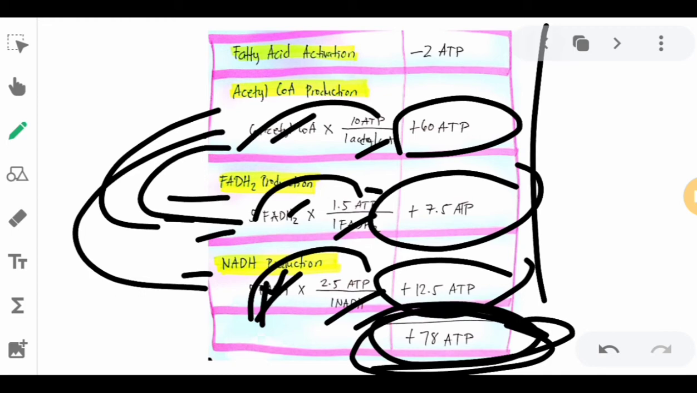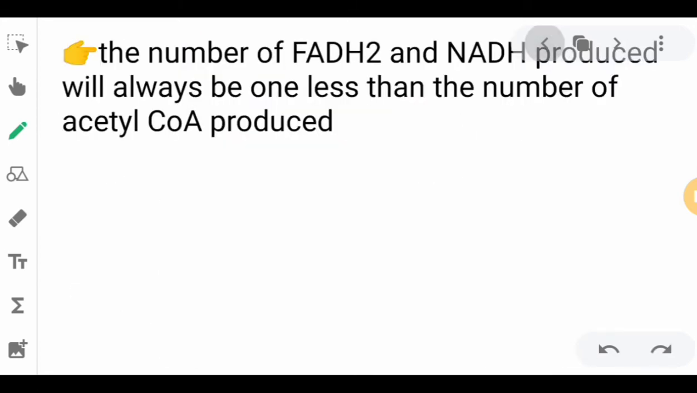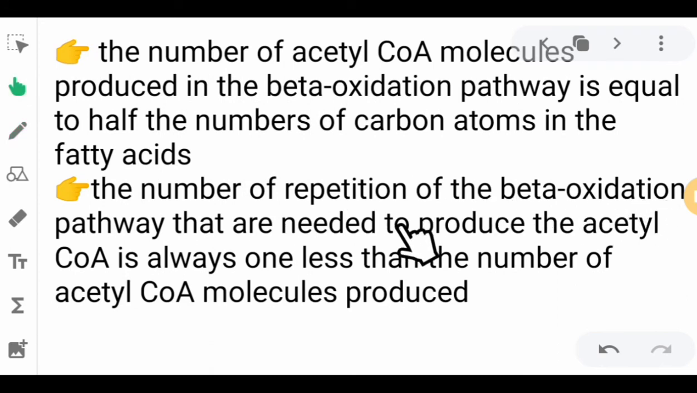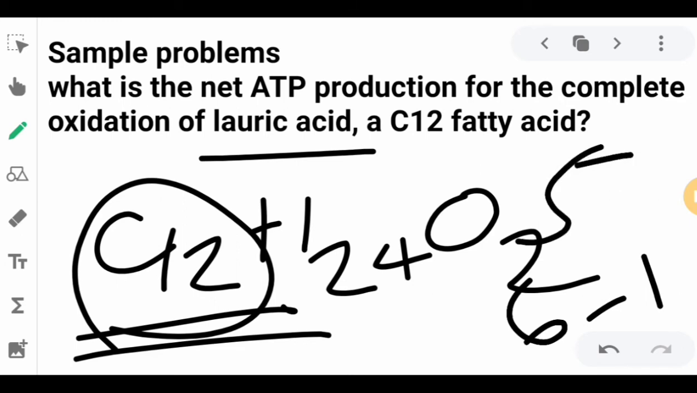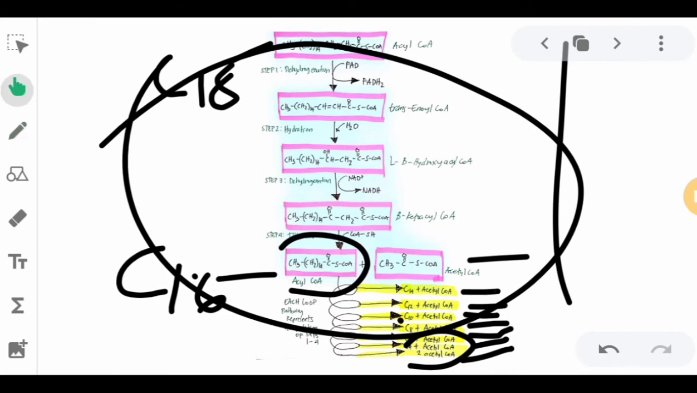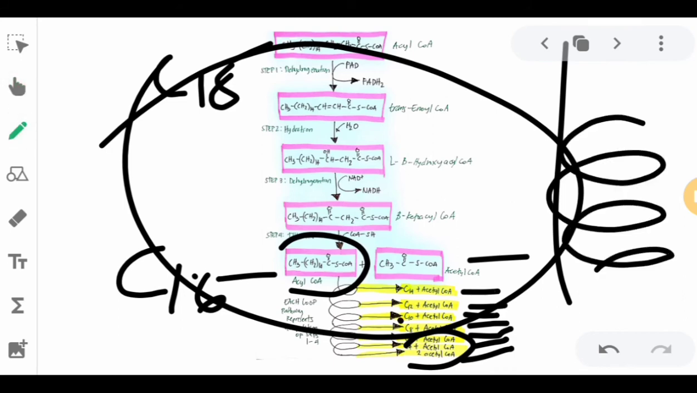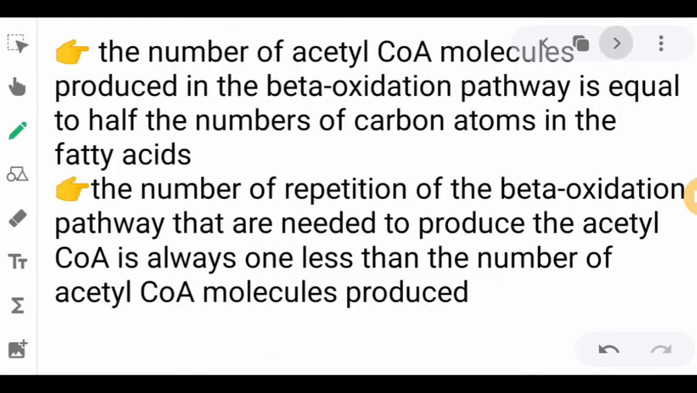So, now let us determine how many times should the process step 1 to 4 be repeated in order to completely oxidize the lauric acid. So this is a C12 molecule. We have mentioned here that the number of repetitions of the beta oxidation pathway needed to produce the acetyl-CoA is always 1 less than the number of acetyl-CoA molecules produced. So if this is a C12, half of that is acetyl-CoA, so that is 6. And the number of repetitions is 6 minus 1, as always. So, meaning to say you have to repeat the beta oxidation pathway 5 times. Meaning to say the loop that you will have here is 4. 1, 2, 3, 4. Because you will have the fifth process.